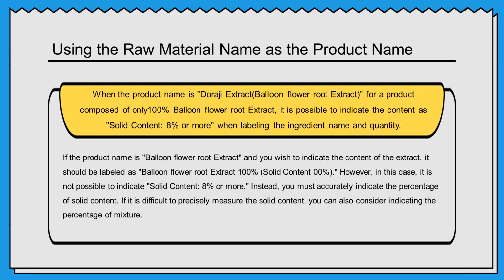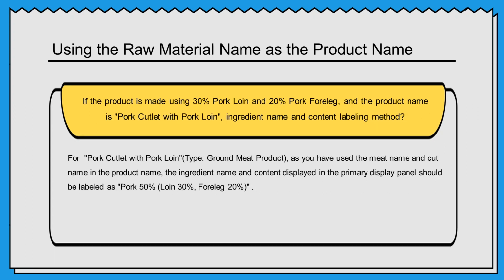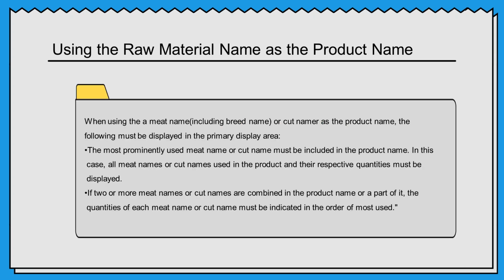If the content of the extract or concentrate used in the product is not indicated, there is no need to display the content of the solid portion contained in that extract or concentrate. For pork cutlet with pork loin, as you have used the meat name and cut name in the product name, the ingredient name and content displayed in the primary display panel should be labeled as pork 50%, loin 30%, foreleg 20%. When using the meat name or cut name as the product name, the following must be displayed in the primary display panel. The most prominently used meat name or cut name must be included in the product name.